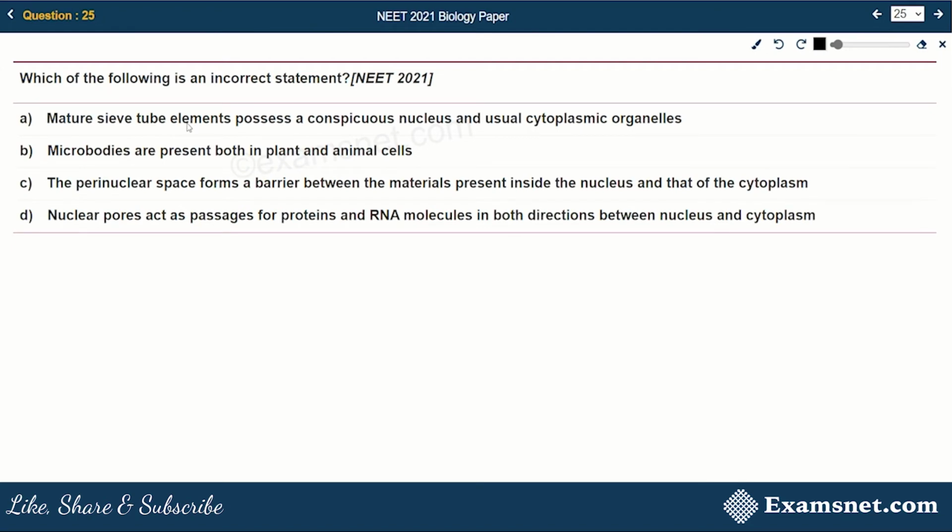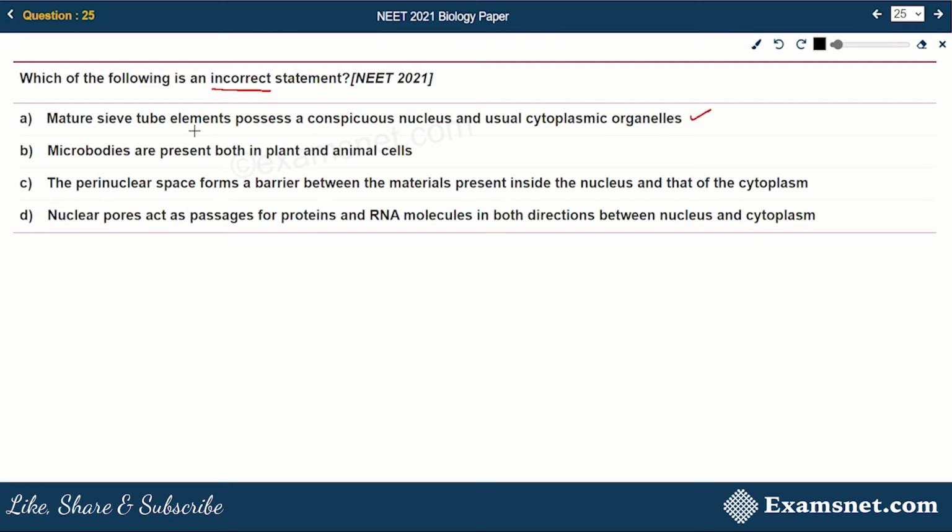Question number 25 is from the chapter Anatomy of Flowering Plants, class 11, and the question is, which of the following is an incorrect statement? Option A, mature sieve tube elements possess a conspicuous nucleus and usual cytoplasmic organelles. Option B, microbodies are present both in plants and animal cells. Option C, the perinuclear space forms a barrier between the materials present inside the nucleus and that of the cytoplasm. And option D, nuclear pores act as passages for proteins and RNA molecules in both directions between the nucleus and cytoplasm. So the incorrect statement out of the given four statements is option A.